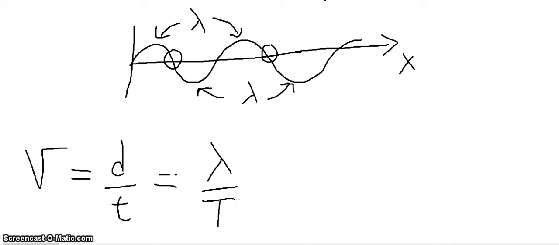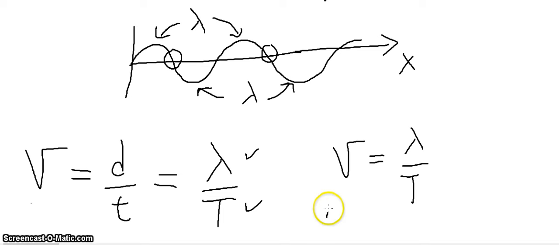So we have a new equation that relates the velocity to the wavelength and the period. The velocity of a wave is the wavelength, lambda, which is in meters, divided by the period, capital T, which is in seconds. So the units of velocity, as we usually have in this class, are going to be meters per second.